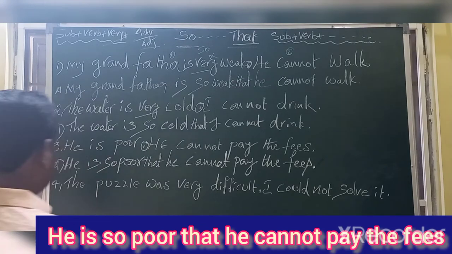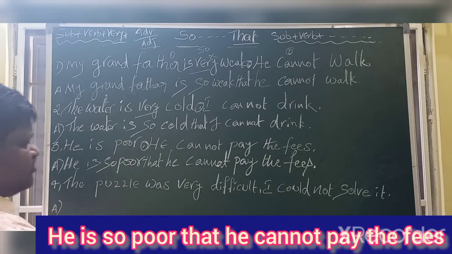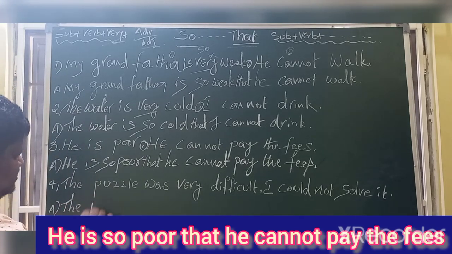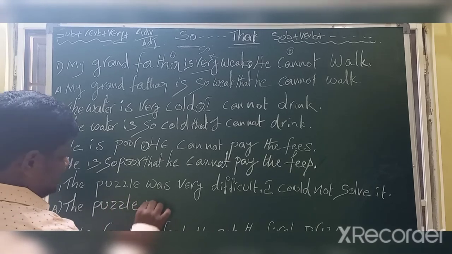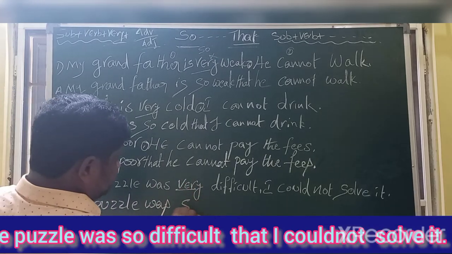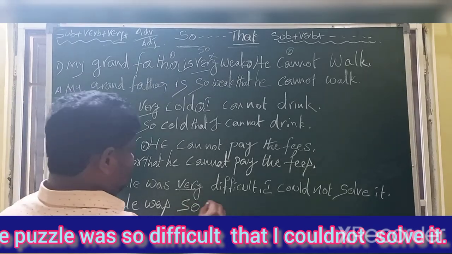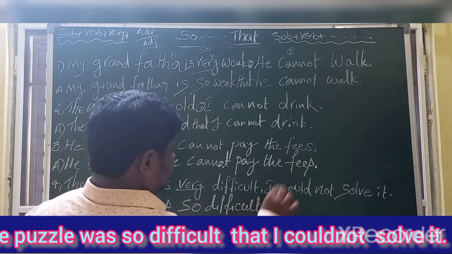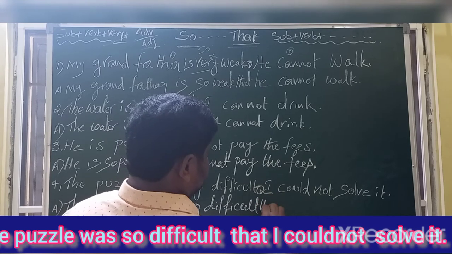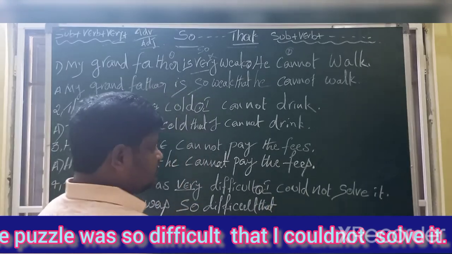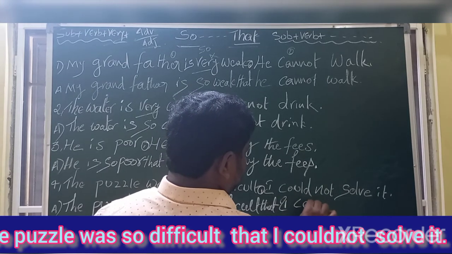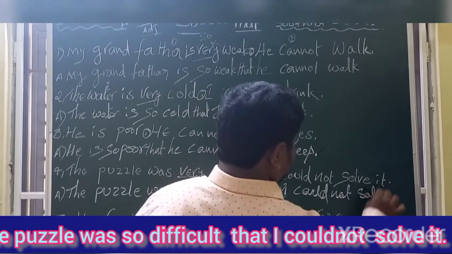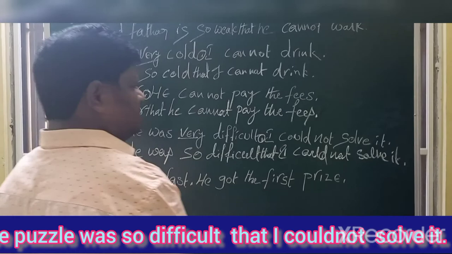And next example, the fourth example. The puzzle was very difficult. I could not solve it. Same as before. The puzzle was, in the very place we write so: the puzzle was so difficult. Remove the full stop, and instead of the full stop add that I could not solve it. So this is the answer, friend.